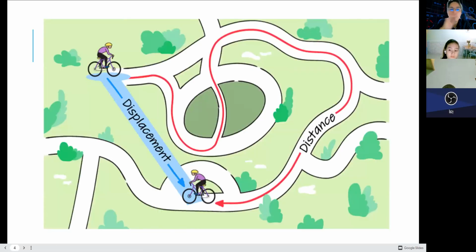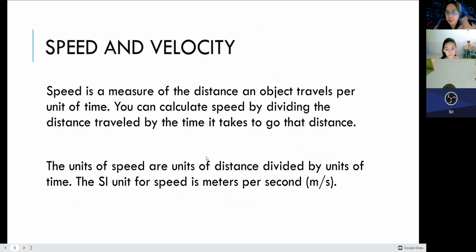So if you're going to check on the distance, this is the distance. Correct? But if you're going to look at, on the other hand, the displacement, the displacement again is from the reference point going to the final position. Okay, this is now the displacement. Correct? Speed and velocity. Do you have any questions so far? No.